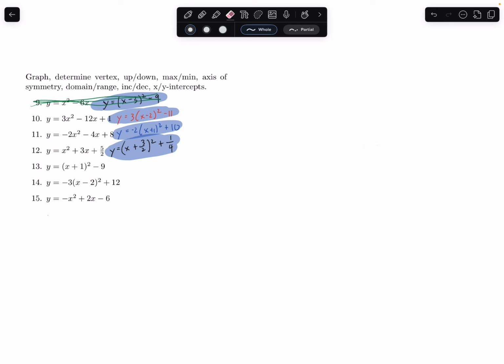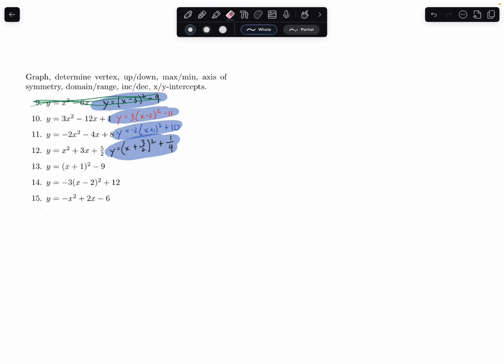Here, -2 means you're opening downwards, and instead of going left 1 down 1, you go left 1 down 2 because it's a 2. Left 1 down 2, and that's going to cross that axis right there. And it's going to open up something like this. Okay, something like that. Oops, that was ugly. Okay, just a quick sketch. So the vertex is -1, comma +10.